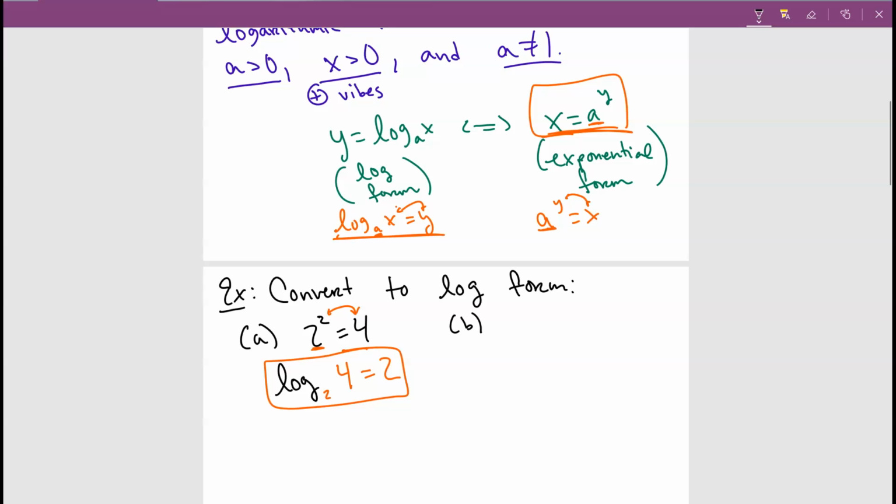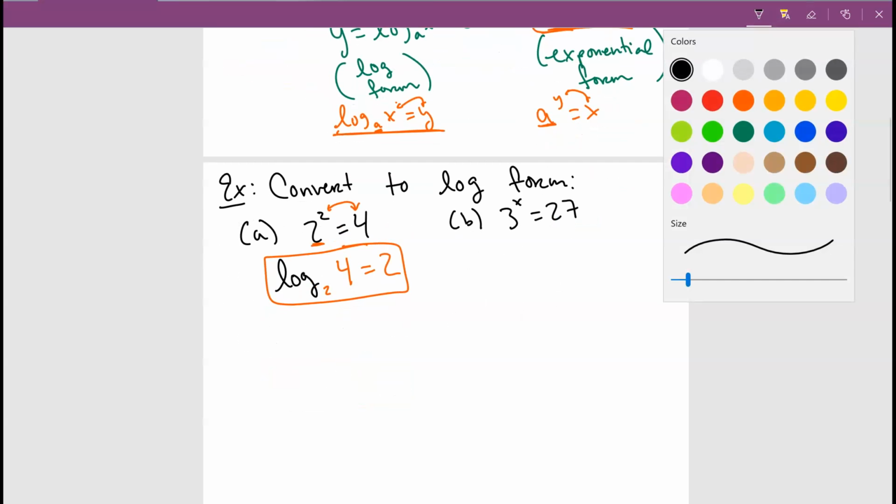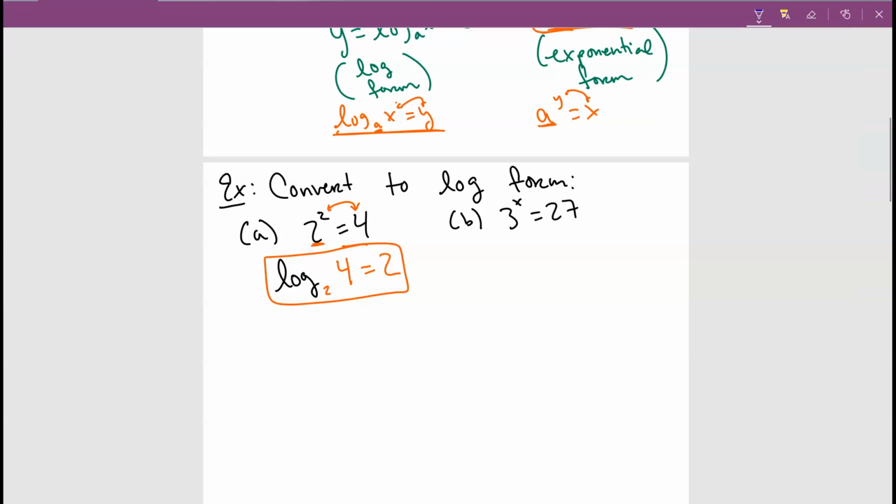Okay, so we still want to convert it. This is going to be 3 to the power of x equals 27. Okay, so how do I convert that to log form? Well, we're first going to write log. The 3 is going to get really, really small. And then the x and the 27 are going to switch places. 27 is equal to x. So log base 3 of 27 equals x.